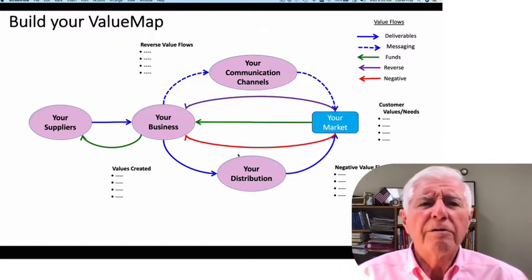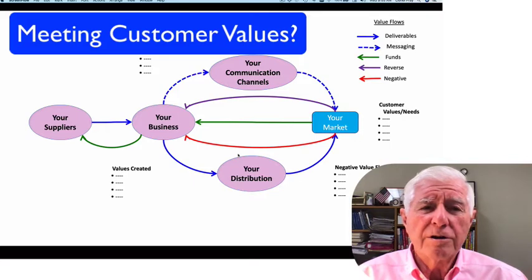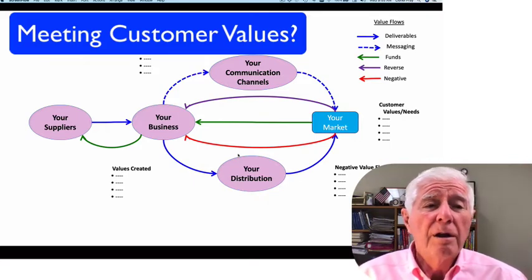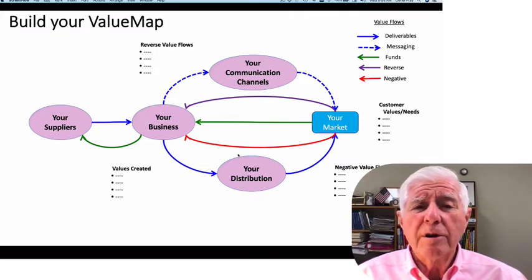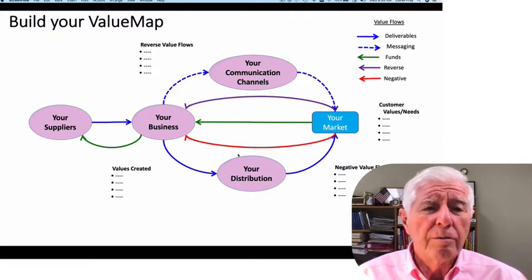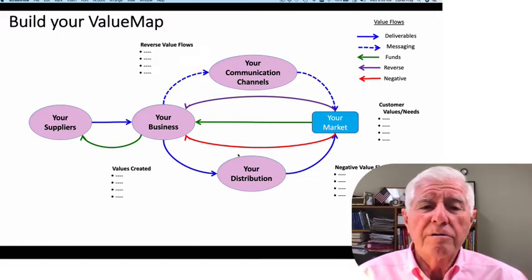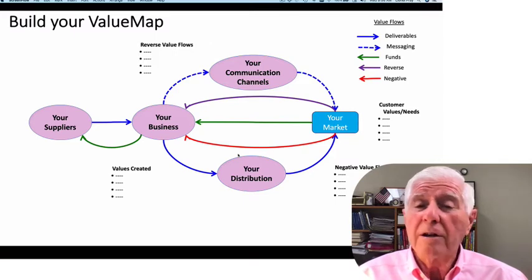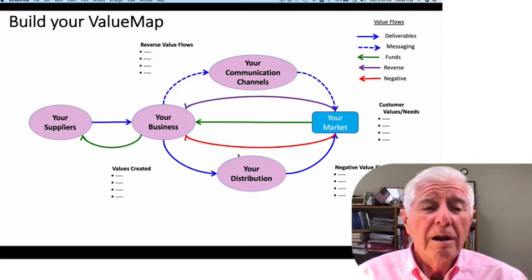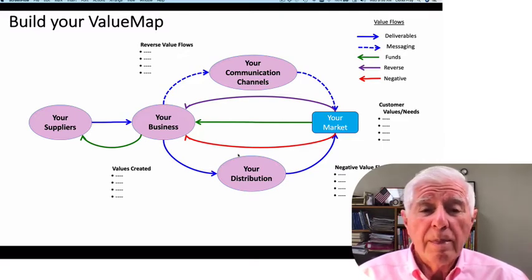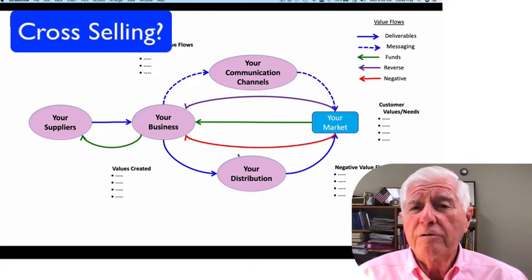Next, how well do the values you create match your customers' needs and values? Can you compare the two? Do these break down into segments or cohorts so that you could be thinking about what a different package of values for different parts of your market? Are there any values they have that you are not satisfying? And if so, could you satisfy them in some way, perhaps by engaging a partner? This is sometimes referred to as cross-selling.